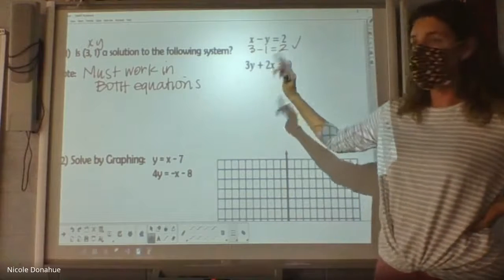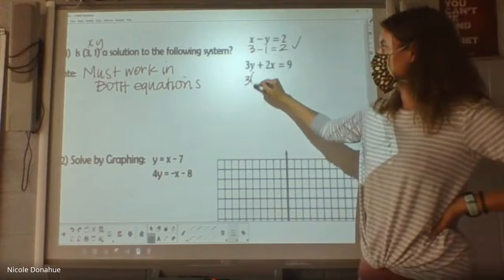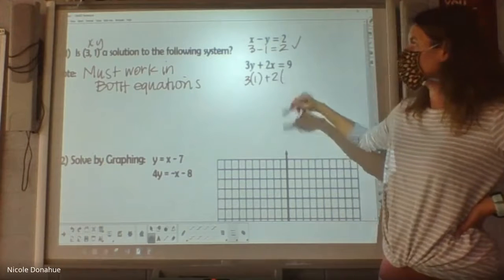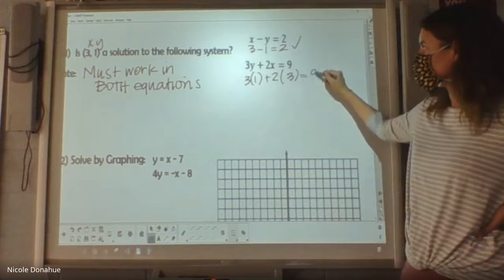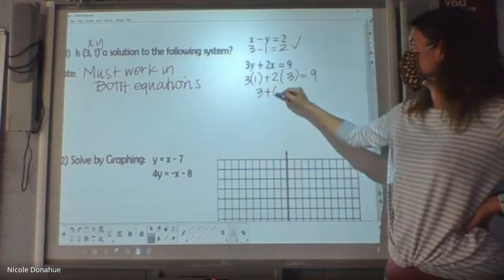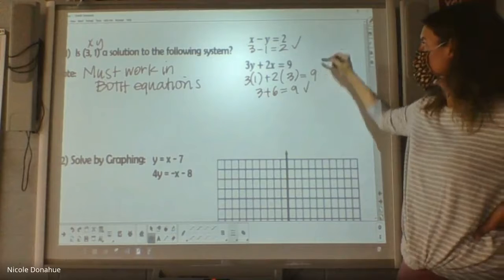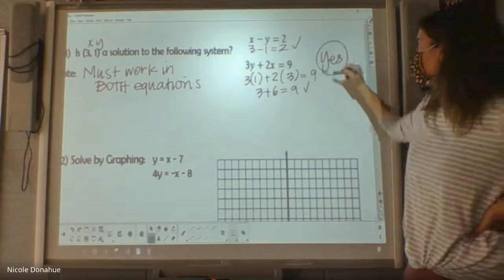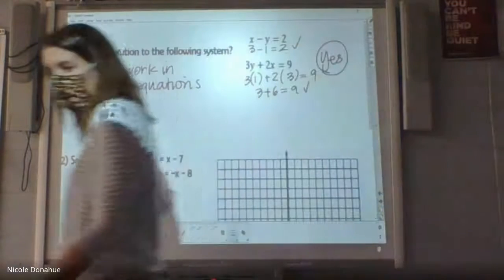But notice they got a little tricky there. Put the y first, and the x second. So this works in both.